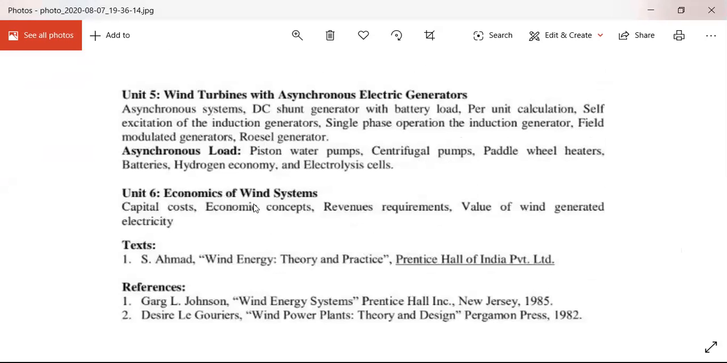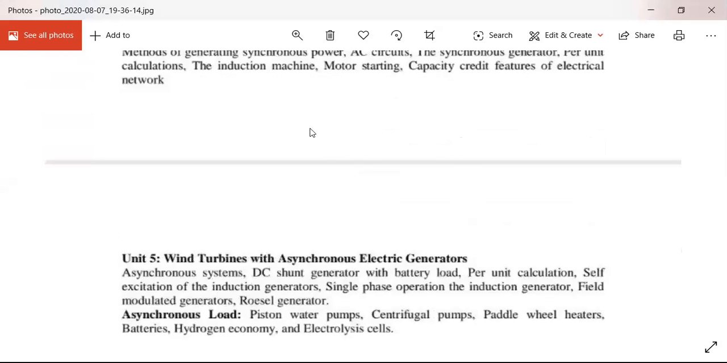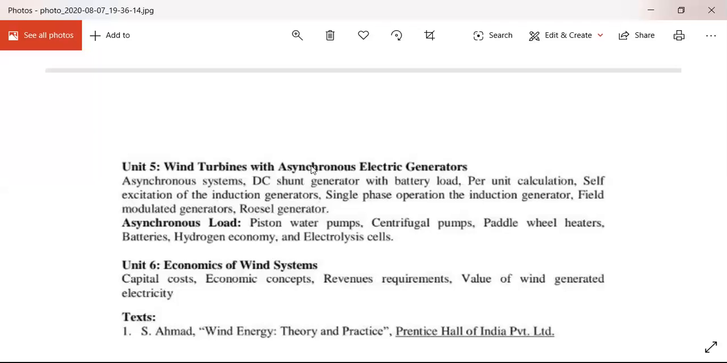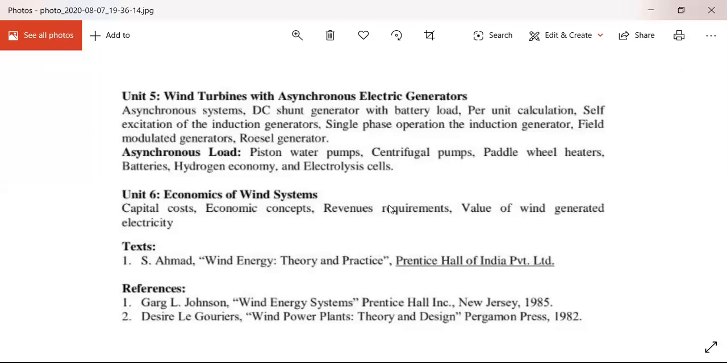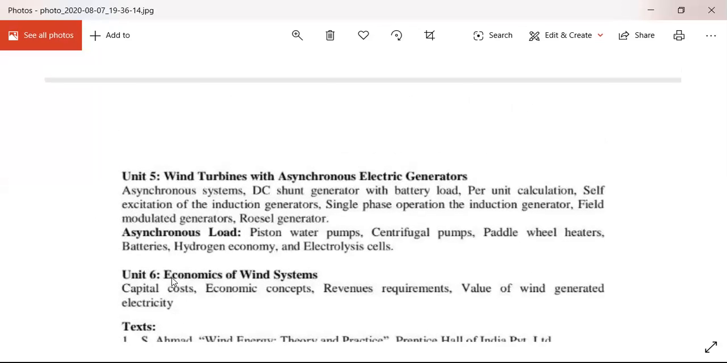And finally, in the sixth unit, the economy of the wind system. As we all know, wind energy is part of the renewable energy sources, and renewable energy sources have a high capital investment cost. So how we can maintain the economy of the wind system is what we are going to learn in this unit.